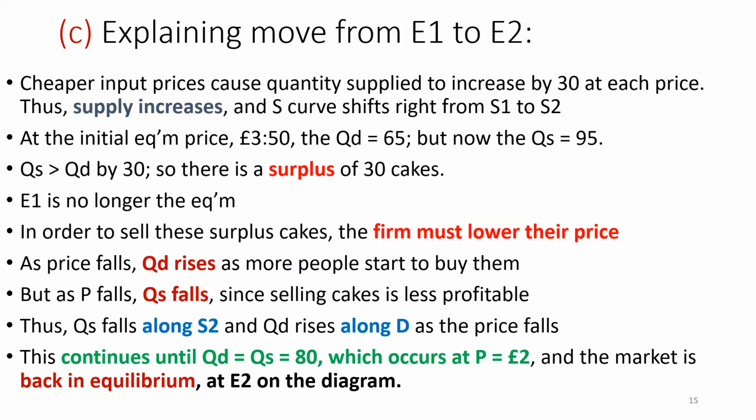At £2, the quantity demanded has risen to 80 and the quantity supplied has dropped to 80. So at £2, quantity demanded is 80, quantity supplied is 80, and the market is back in equilibrium at E2. And that's how markets will move to try and solve a surplus that can occur.